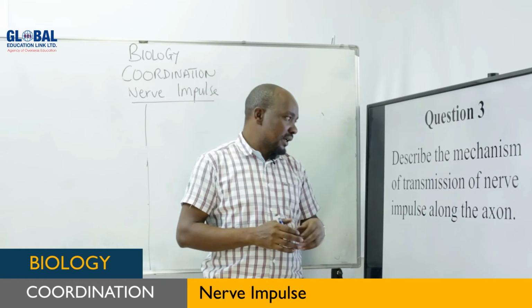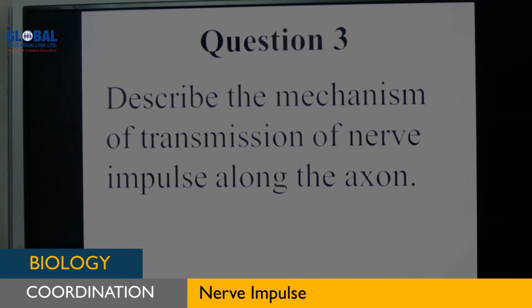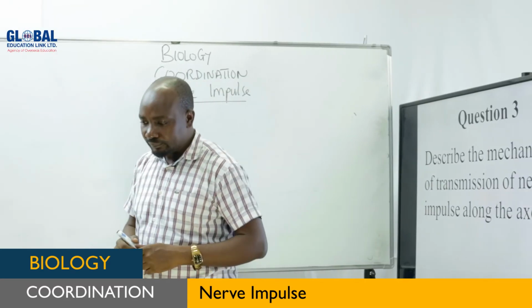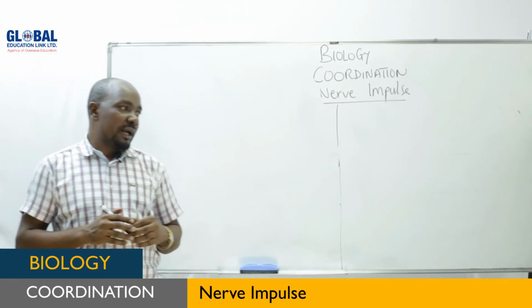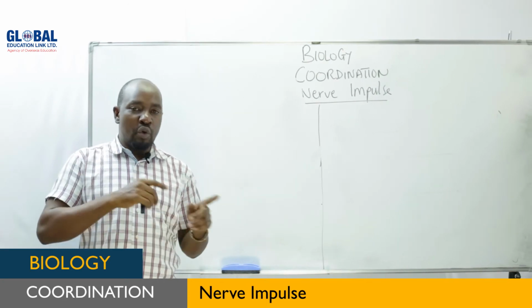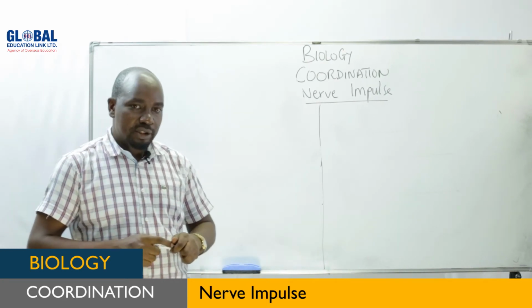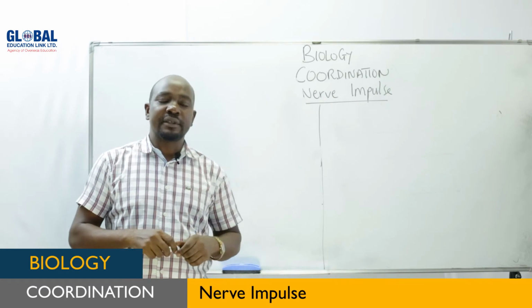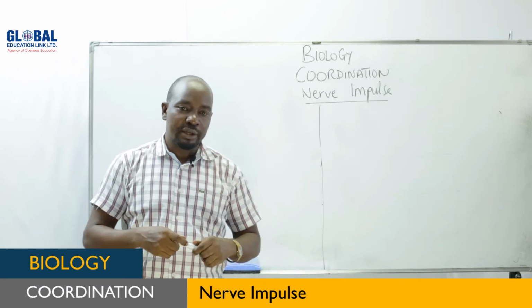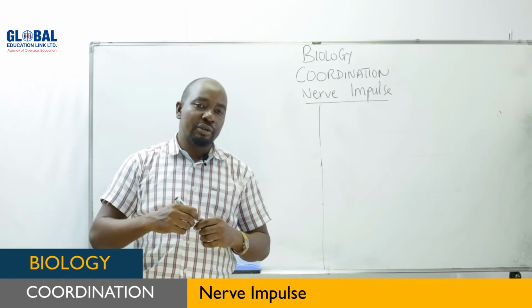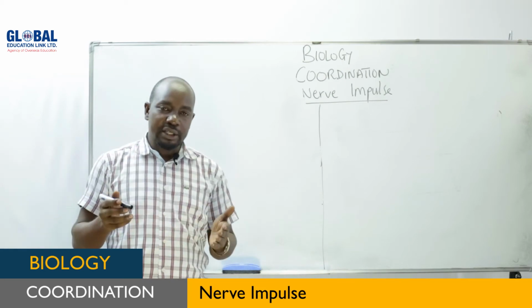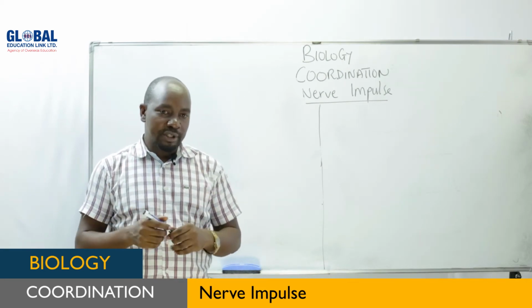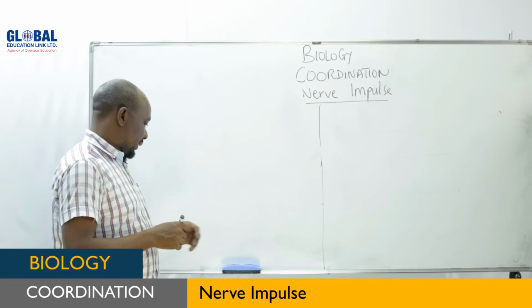The question reads: describe the mechanism of transmission of a nerve impulse along the axon. The transmission along the axon. The axon is a part of the nerve cell which transmits the nerve impulse away from the cell body to the other neuron or to the central nervous system. Dear student, the mechanism of transmission is as follows.